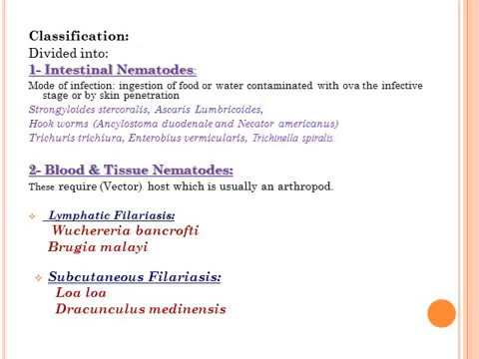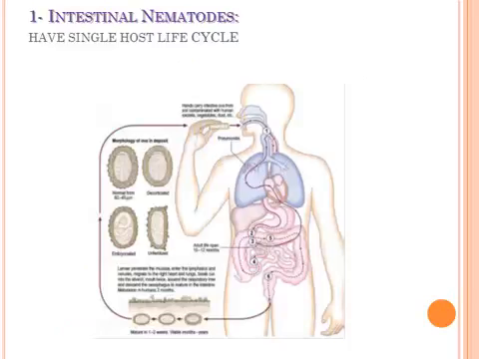Second group, blood and tissue nematode. In this group of nematode, the adult is found in the deep tissue or in the lymphatic system. The life cycle is complex, needing two hosts, the human and the insect or the vector, and the source of infection is by the bite in this group. That's about the intestinal nematode.